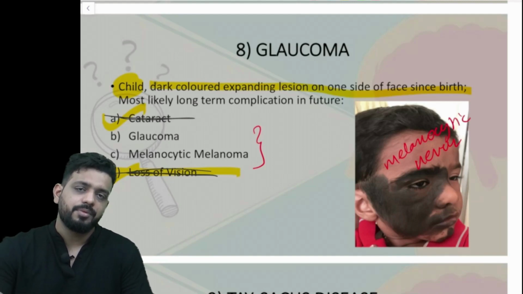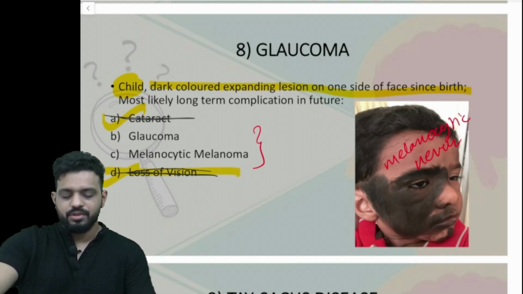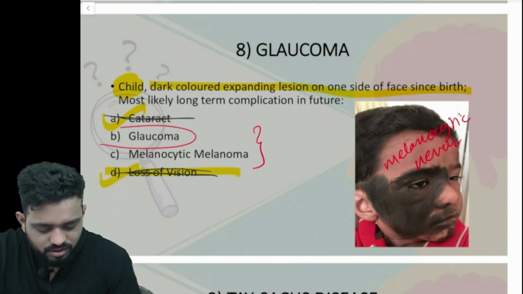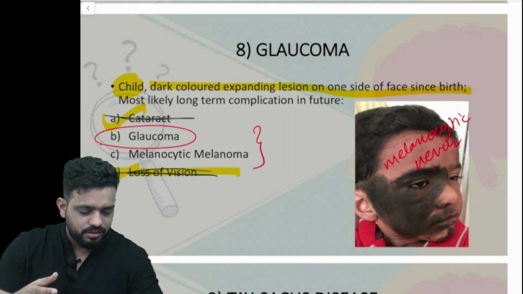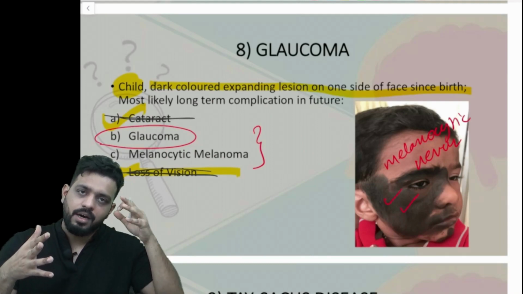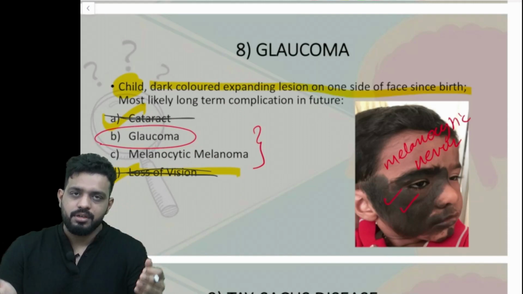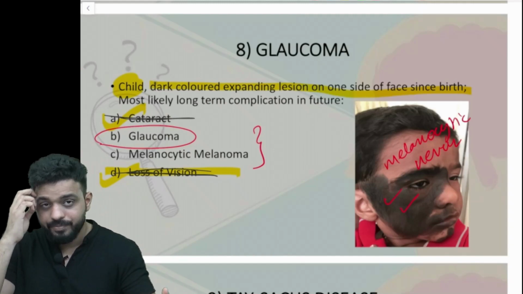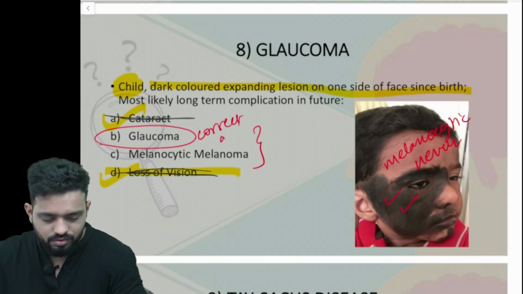The malignant transformation is very rare. So we rule out this option. Glaucoma is the most apt answer for it. The pathophysiology is that the melanocytes will proliferate as they are doing over here, and over the face also, some of them will approach through the cornea, through the trabecular meshwork into the anterior chamber, block it and cause raised IOP and thereby glaucoma. So the correct answer here is glaucoma.